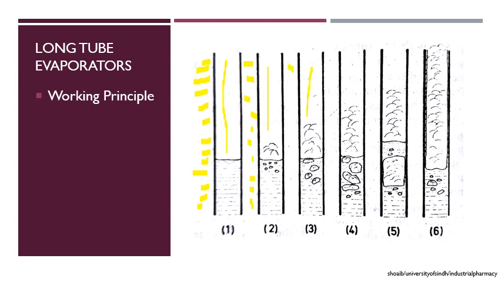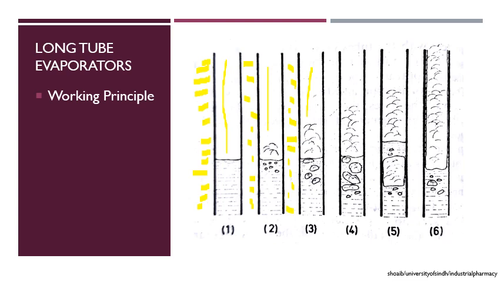Okay, so all these tubes are surrounded by steam jacketed tubes. Now you see in tube number 1, if there is less temperature, there is no change in the liquid. Now as the temperature increases due to the steam, you see in tube number 2, there is small bubble formation, and these bubbles will slowly and gradually increase.